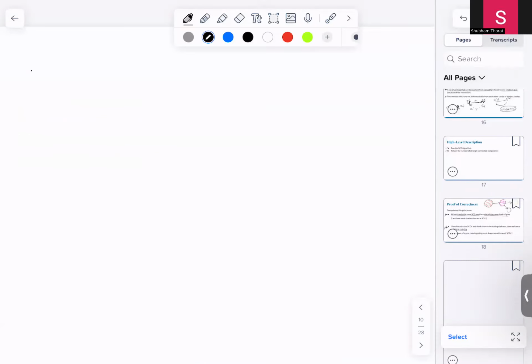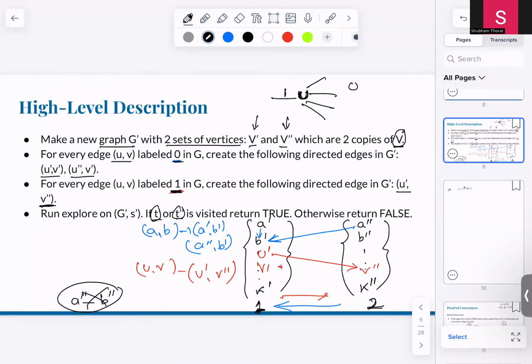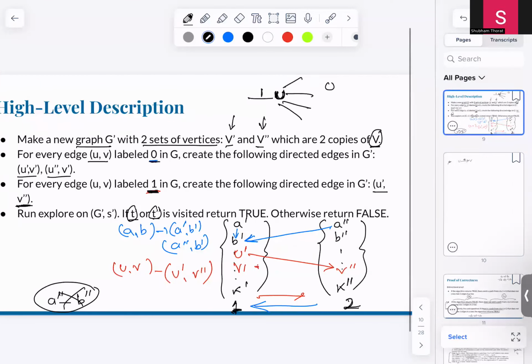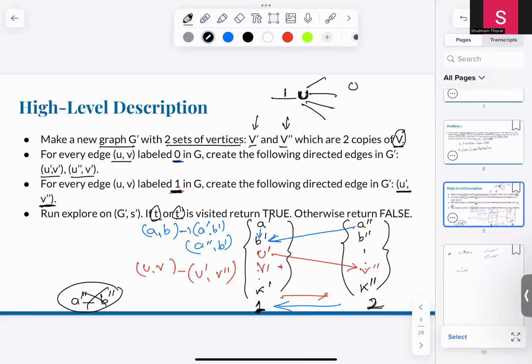So let me explain the first problem once again. What we said is, if U and V are connected by a zero-labeled edge, then we connect U prime to V prime and U double prime to V prime. And if U and V are labeled by 1, what we do is we connect U prime to V double prime.